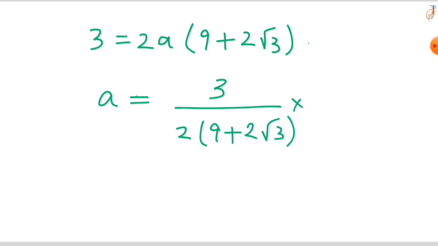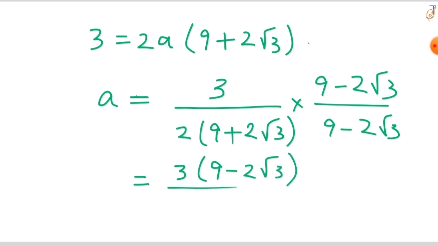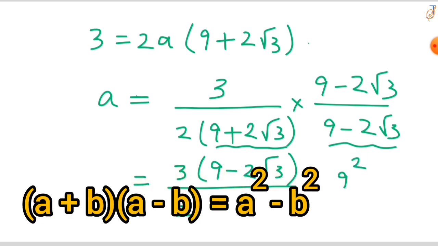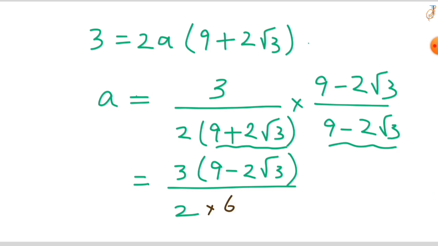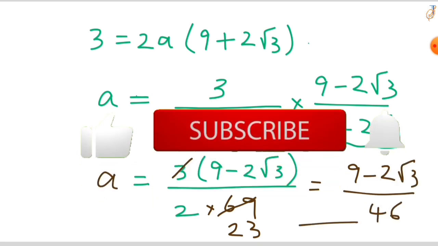If you rationalize here, multiply by 9 minus 2 root 3 over 9 minus 2 root 3. Then you will get 3 times (9 minus 2 root 3) over 2 times. This is in the form of (a plus b)(a minus b), which is a squared minus b squared, that is 9 squared minus (2 root 3) squared, which gives 81 minus 12. When you subtract 81 minus 12, you will get 69. After cancelling by 3, you will get 23. So that is equal to (9 minus 2 root 3) over 46. This is the A value of this triangle.